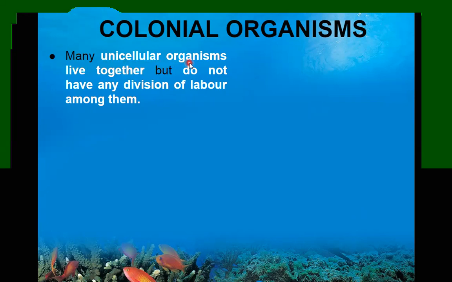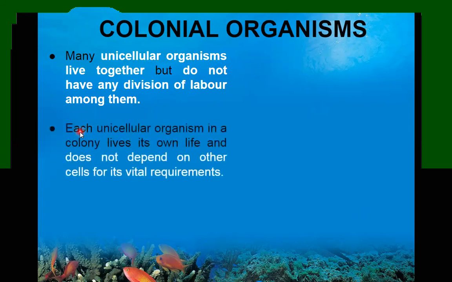Because in unicellular organisms, only one cell makes up the life of the organism, and it performs all the life activities. But over here, these unicellular organisms live together, but still they do not have any division of labor among them. So scientists categorized them into a category known as the colonial organisms. Each unicellular organism in the colony lives its own life, meaning all the life processes, they perform them individually, and they are not dependent on the other cells for their vital requirements.